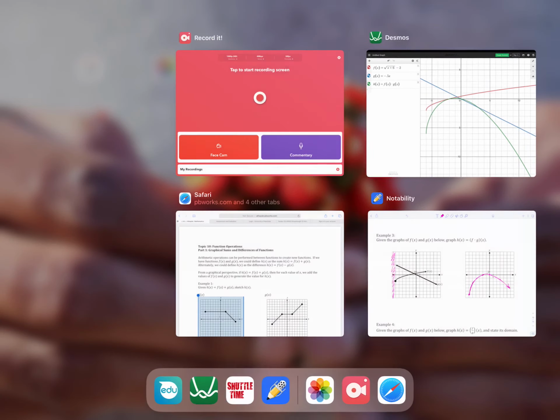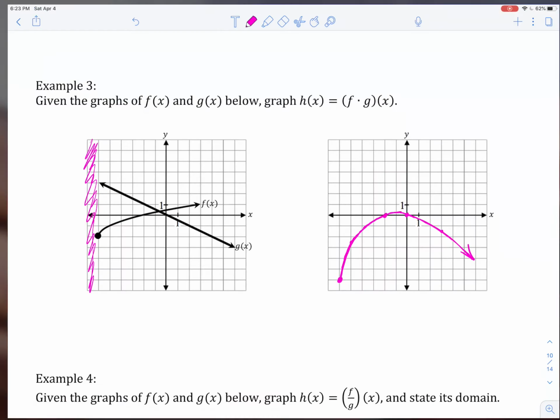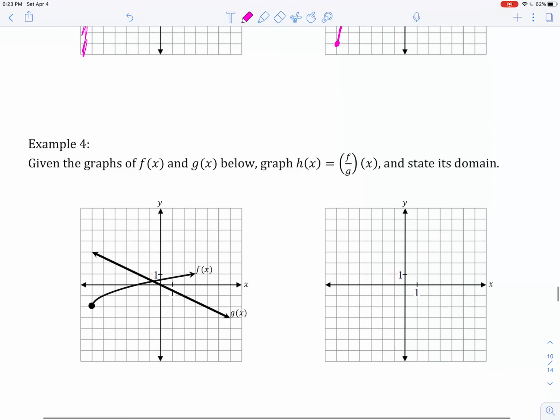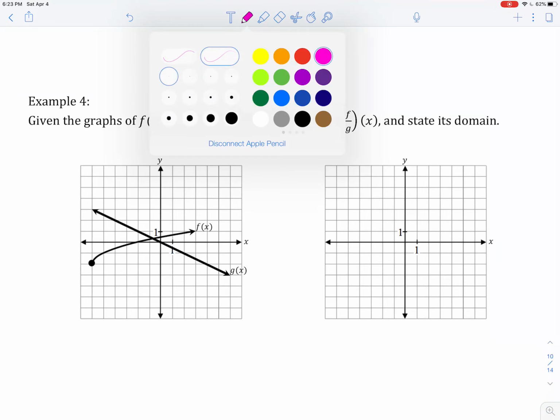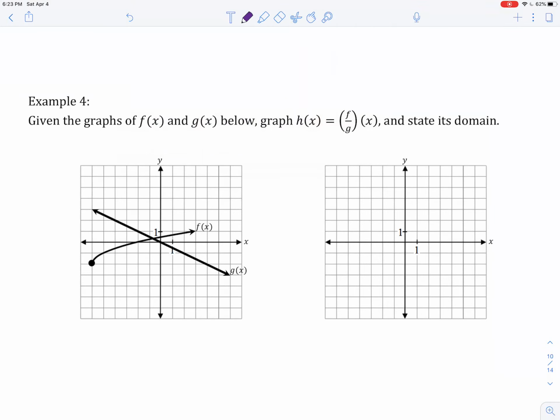Our last example. How do you work this? This has a quotient function involved. So don't forget. That means an asymptote could occur if g of x is ever equal to 0. G of x is equal to 0 right there.